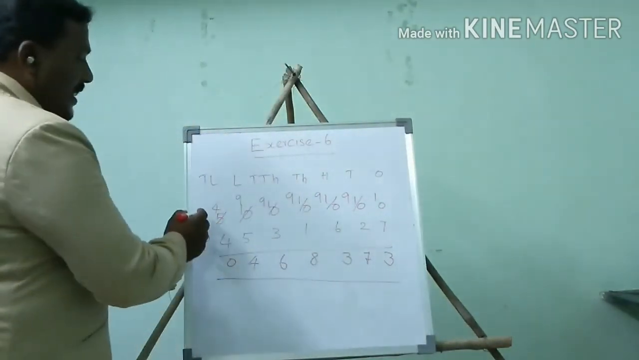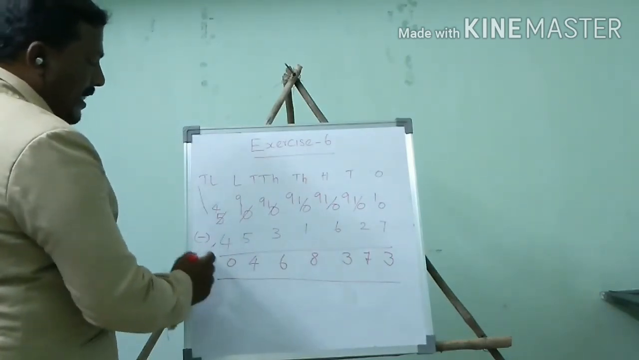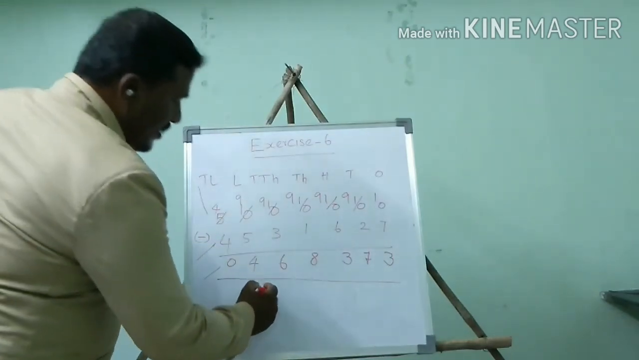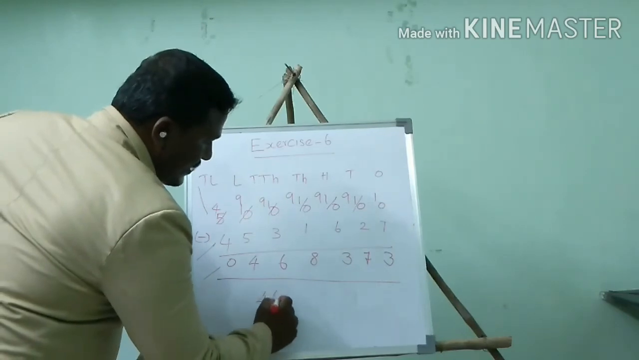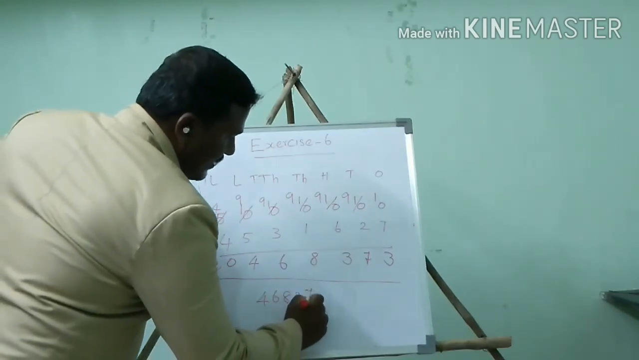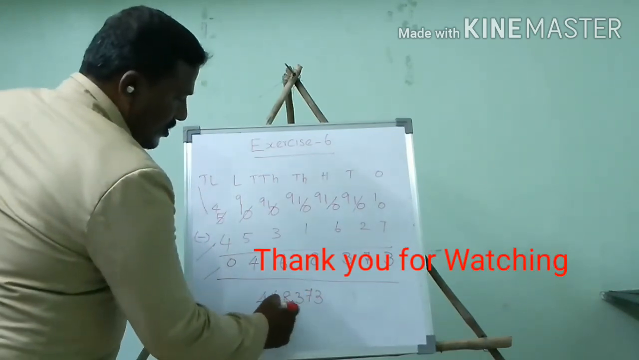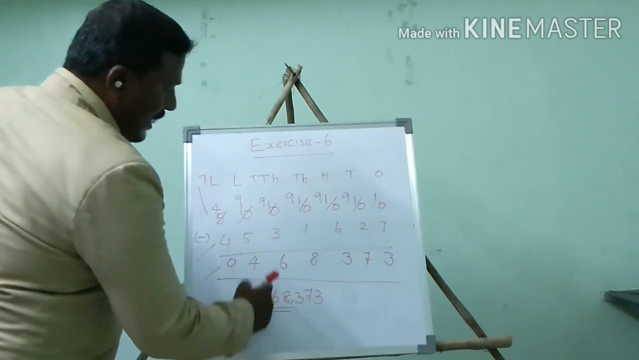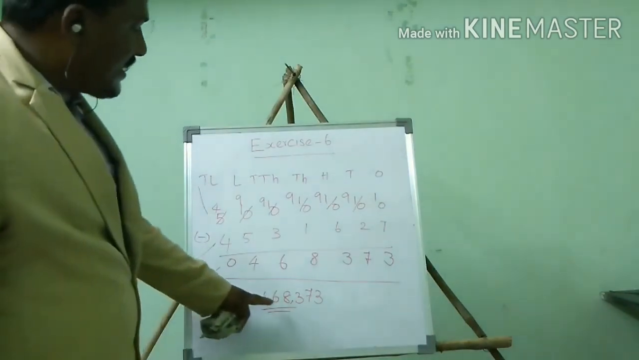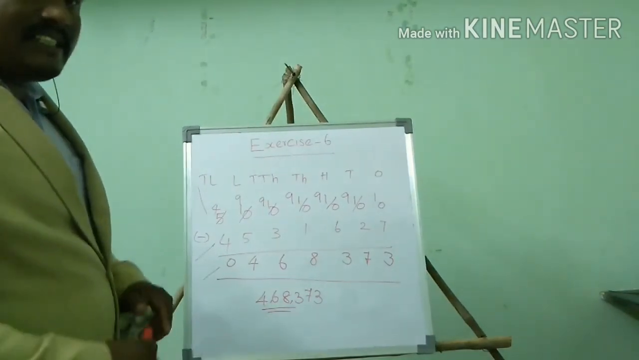So we know it's the minuend, it's the subtrahend, it's the difference. So how can we write it? 468373. The difference is, by places: 1, 10, 100, 1000, 10,000, lakh. So 4,68,373 is the difference.